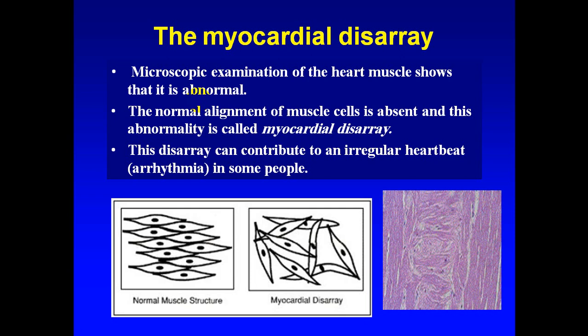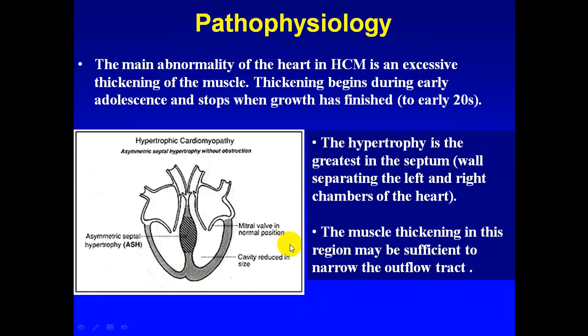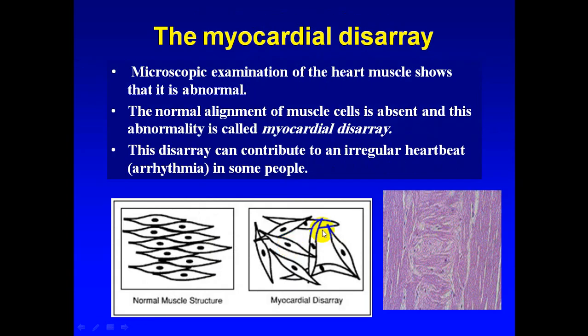Microscopical examination of the heart normally shows the myofibrils parallel with their nuclei, while in cardiomyopathy this is the pattern of the disarray. This is really the underlying cause of the arrhythmias, and this is the disarray under the microscope.